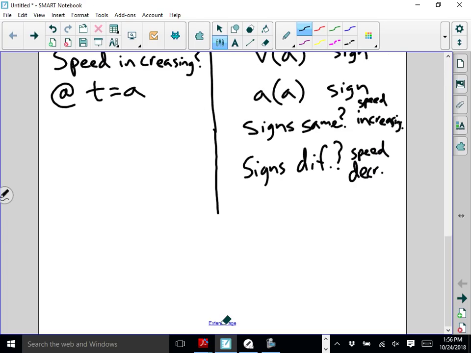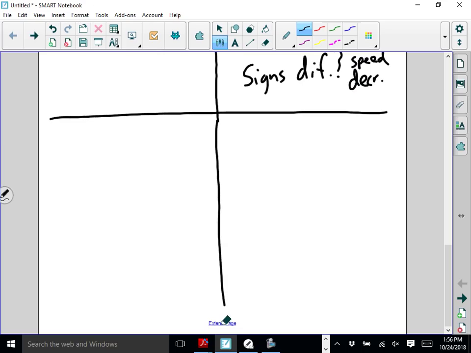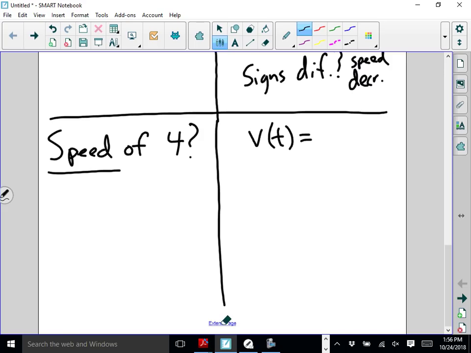The last one that's a little tricky is we want to report when an object has a speed of, let's say, 4. When does an object have a speed of 4? Okay? You got to be really careful with that word speed. We want to know when does it have a velocity? I want to know, when is the velocity equal to 4? And I also want to know when the velocity is equal to -4.